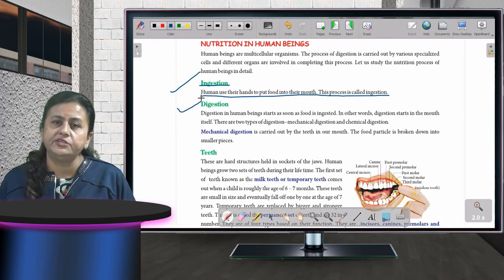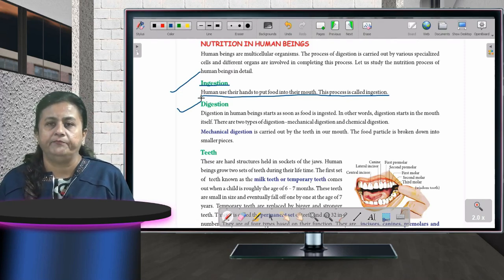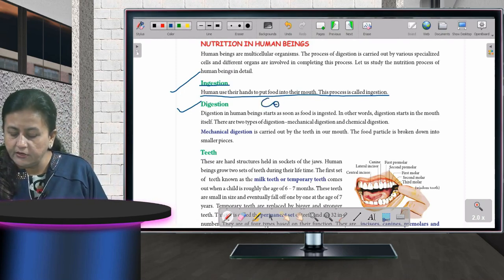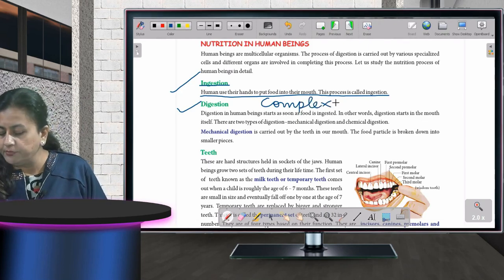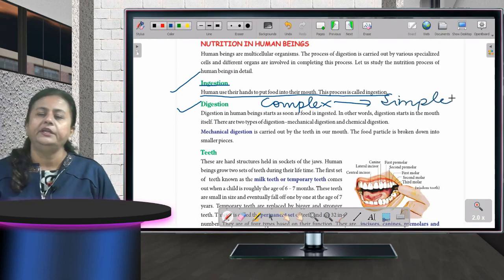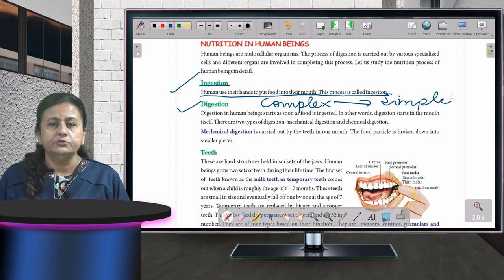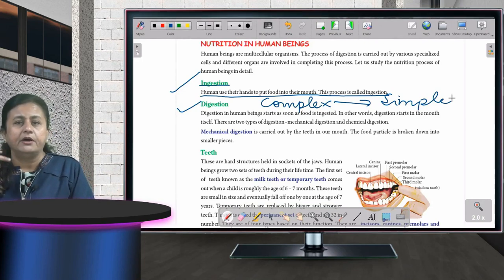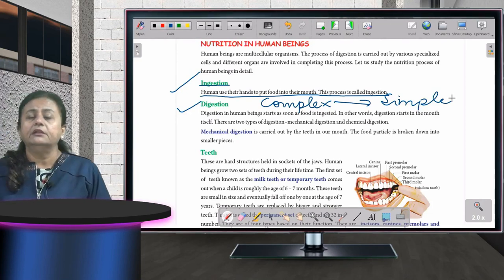Whatever we have eaten cannot be consumed by the body in the same way. It has to be broken down, because the food which we are eating is in complex form. It has to be broken into simple form so that the body can absorb it and use it. Once the food enters our mouth, two things are going on simultaneously: one is mechanical digestion and the second one is chemical digestion.